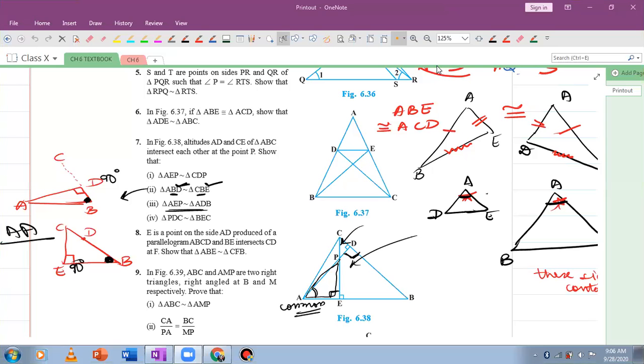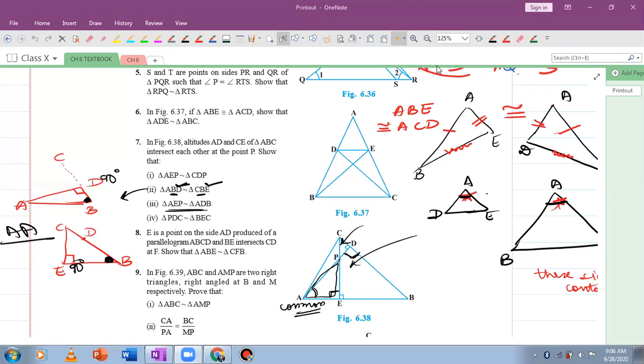Question number 7, all parts. If anyone has not written the answer for this one, you can just let me know, because all these parts are very easy. All of them are proved by angle similarity. All these triangles have two angles which are equal to each other, and hence the triangles will be similar by angle rule. So I think you should be able to do this.